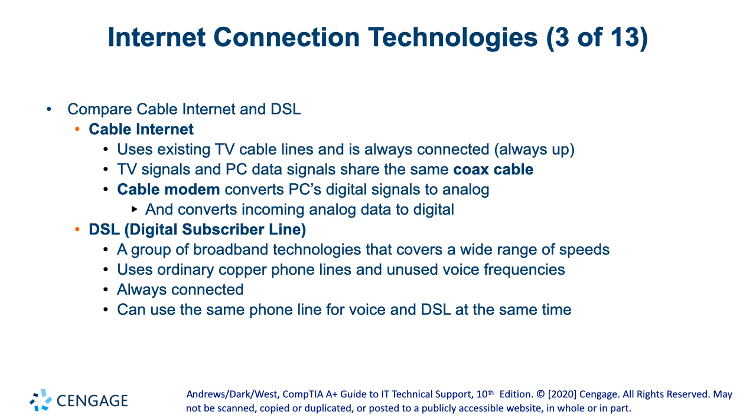DSL, or digital subscriber line, is a group of broadband technologies that cover a wide range of speeds. DSL typically is carried over copper phone lines and uses the unused voice frequencies to carry the signal. DSL is a direct connection and is not shared like a cable connection. You can use the same line for phone and internet at the same time without any degradation in voice or internet.